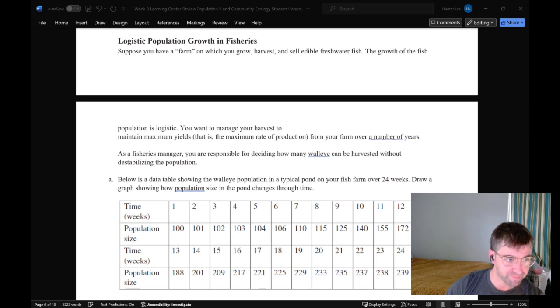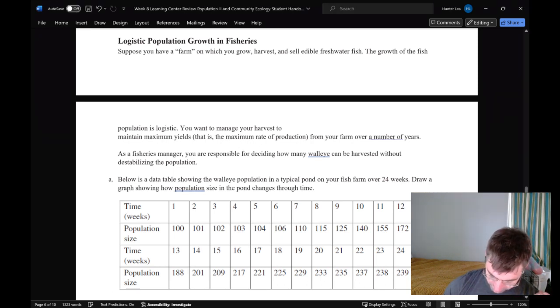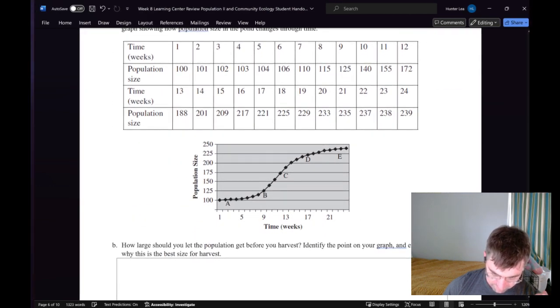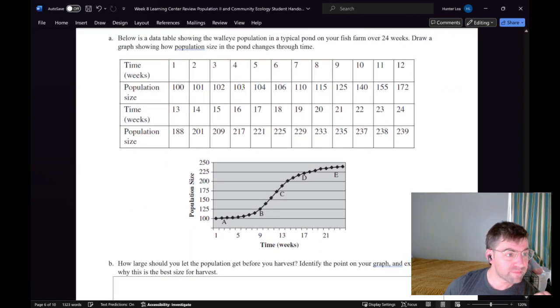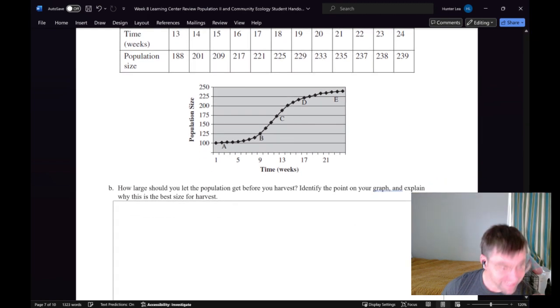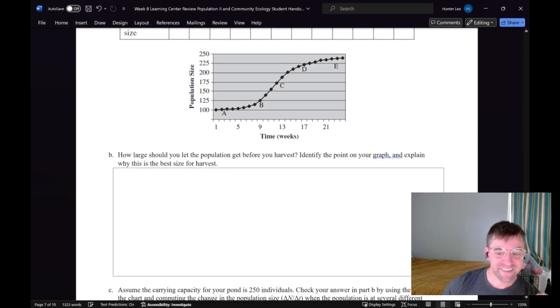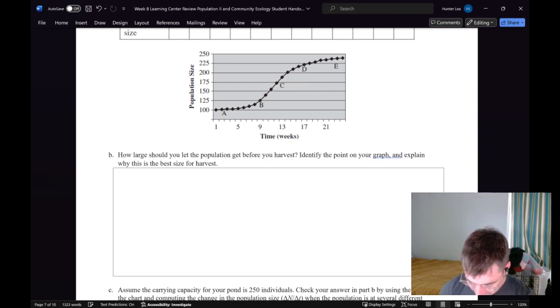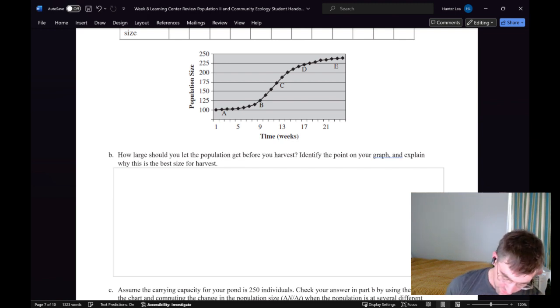Below is a data table showing the walleye population in a typical pond on your fish farm over 24 weeks. Draw a graph showing how population size in the pond changes through time. Okay, there's our graph. Cool, we've got our graph. How large should you let the population get before you harvest? Identify the point in your graph and explain why this is the best size for your harvest.